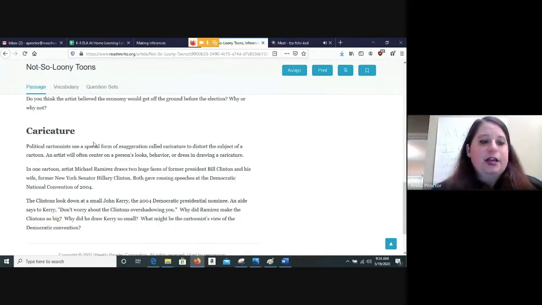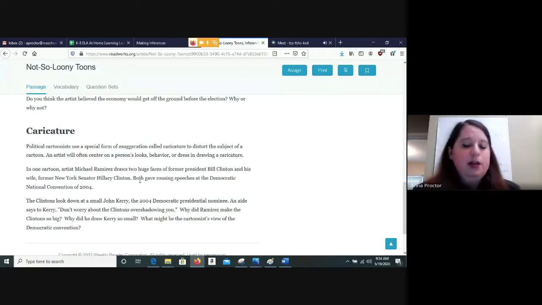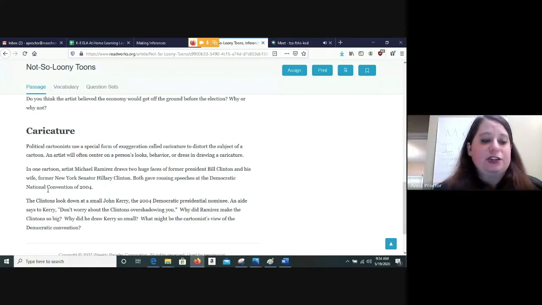Caricature, this section. Political cartoonists use a special form of exaggeration called caricature to distort the subject of a cartoon. An artist will often center on a person's looks, behavior, or dress in drawing a caricature. In one cartoon, artist Michael Ramirez draws 2 huge faces of former President Bill Clinton and his wife, former New York Senator Hillary Clinton. Both gave rousing speeches at the Democratic National Convention of 2004. The Clintons looked down at a small John Kerry, the 2004 Democratic presidential nominee. An aide says to Kerry, "Don't worry about the Clintons overshadowing you."